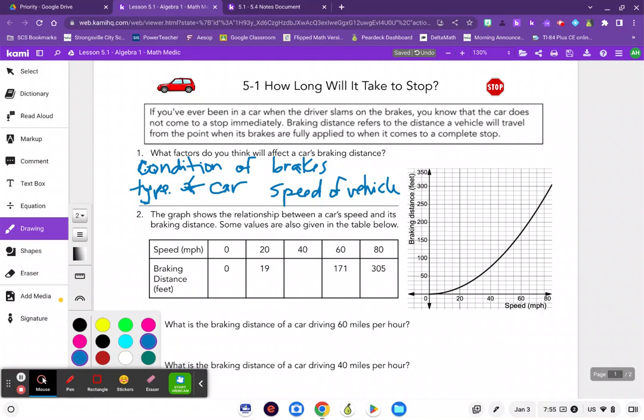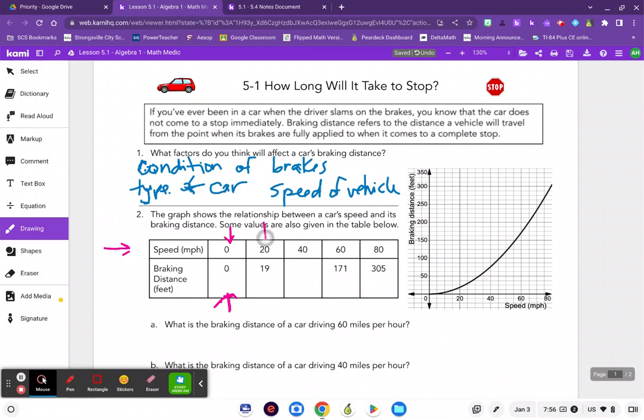Again, braking distance is the distance you travel after you apply your brakes to the point where you stop. The graph shows the relationship between a car's speed, how fast it's going, and its braking distance. Some values are also given in the table below. So this is how fast the vehicle is traveling. When the vehicle is traveling 0 miles per hour, the braking distance is 0. That makes sense, because if the vehicle is traveling 0 miles per hour, it's already stopped, so there's no braking distance.